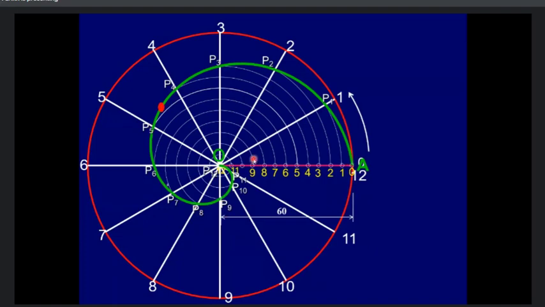Okay, now coming to the normal and tangent to any point on this curve. Let's say here there is one point. I need to plot a normal and tangent to it. This is a point S.